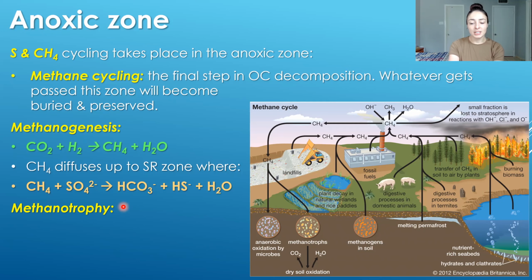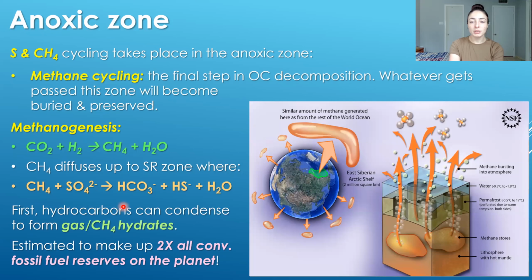But before we get to methanotrophy, we should probably discuss methane sources. So obviously, yes, methanogenesis is a source of methane for methanotrophs to use. However, hydrocarbons, including methane, can condense to form ice-like crystalline deposits called methane hydrates. And these hydrates represent an enormous sink for methane. In fact, it's estimated that they make up around 2 times all conventional fossil fuel reserves on the planet.